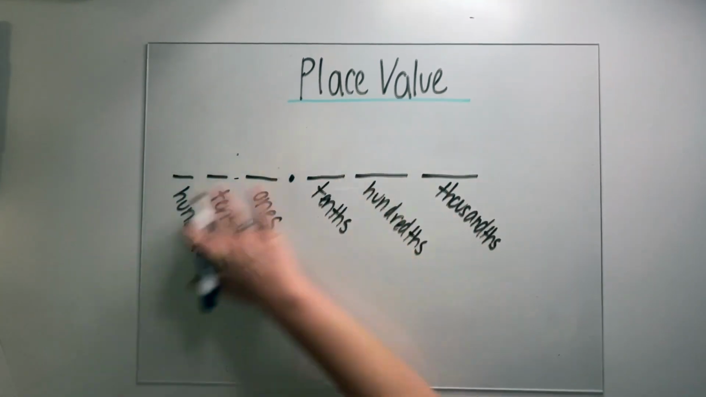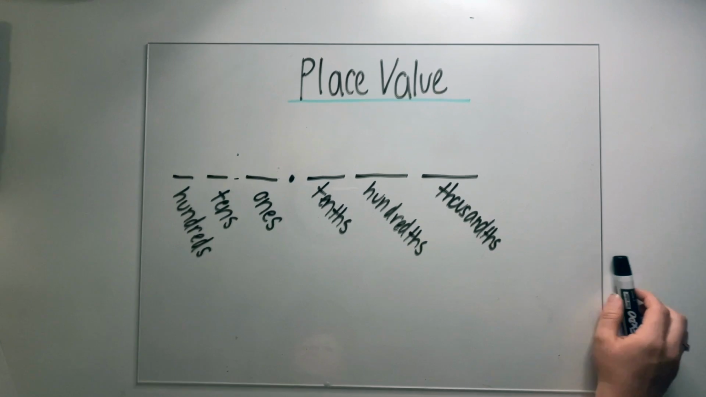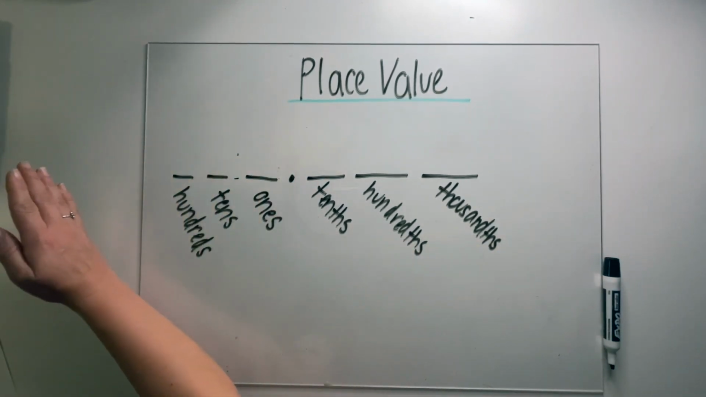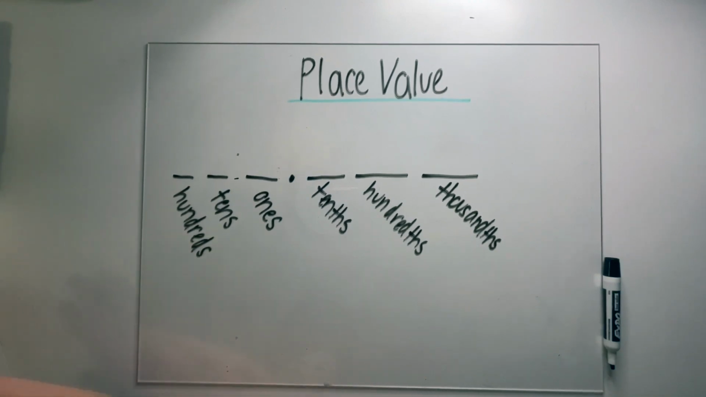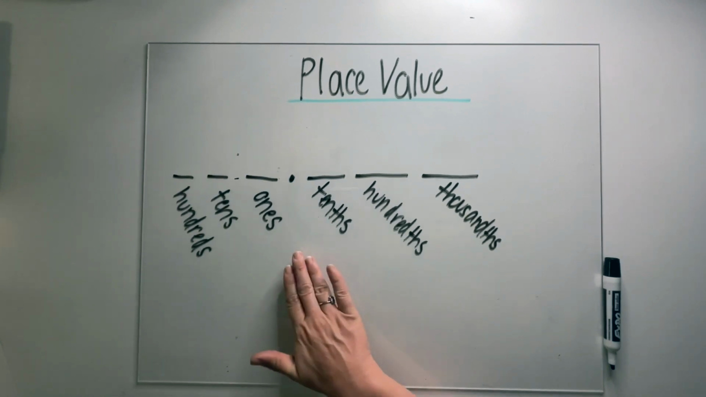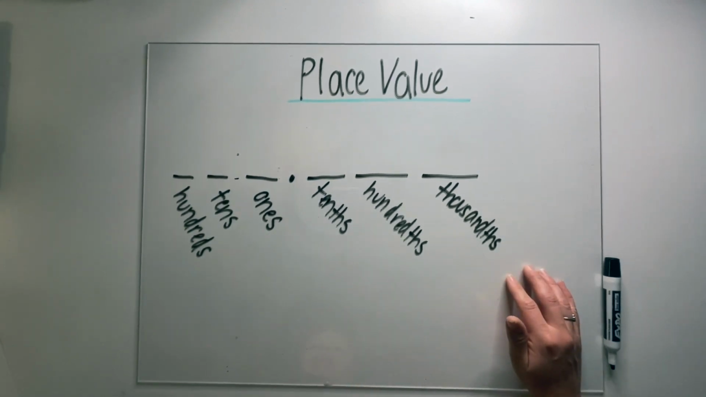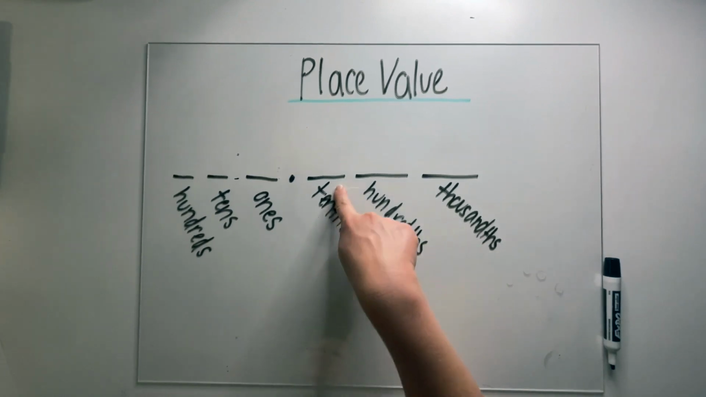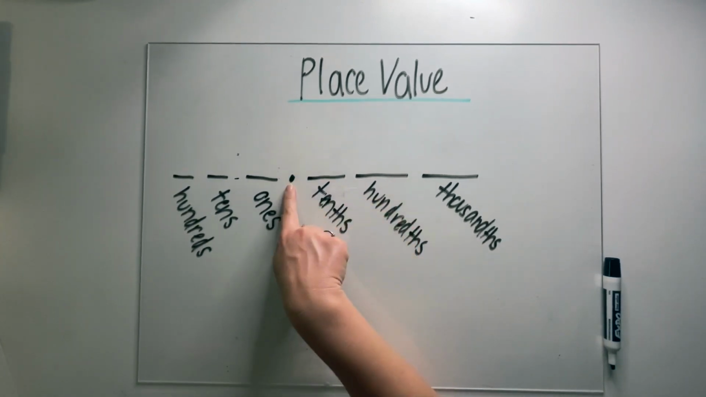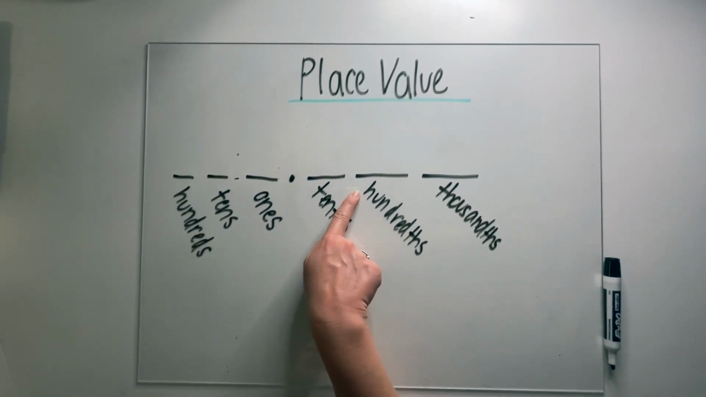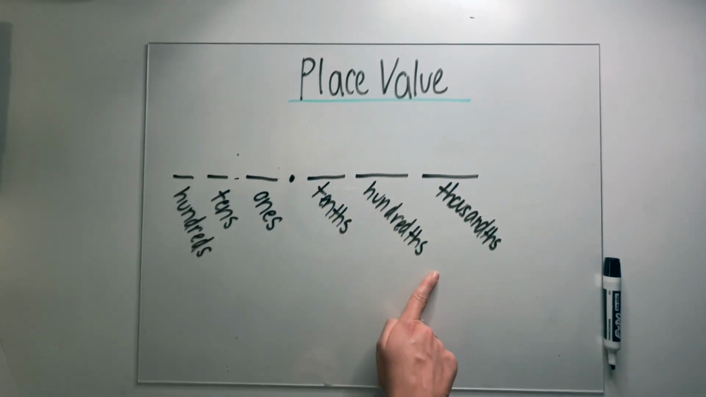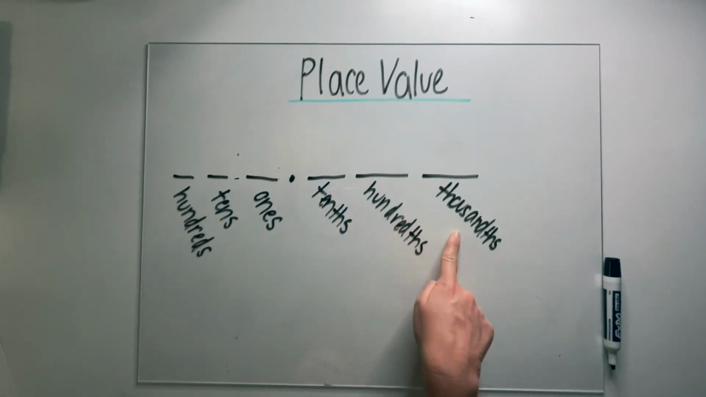This is a place value chart. Now you should be familiar with the whole number side. Ones, tens, hundreds, thousands, 10,000, 100,000, millions, 10 million, 100 million, billions, so on and so forth. Today we're mostly going to be talking about the decimal side of things, starting with the first digit after the decimal is called the tenths place. The next one is the hundredths place, and the one after that is the thousandths place.